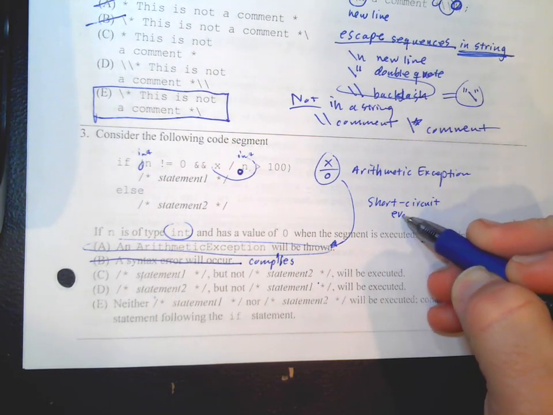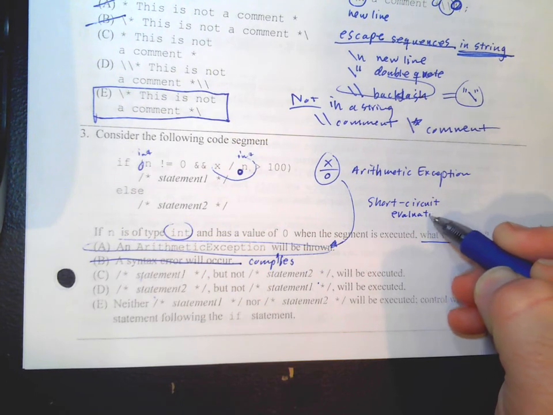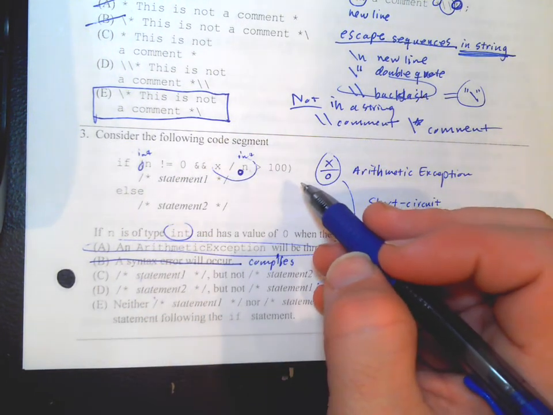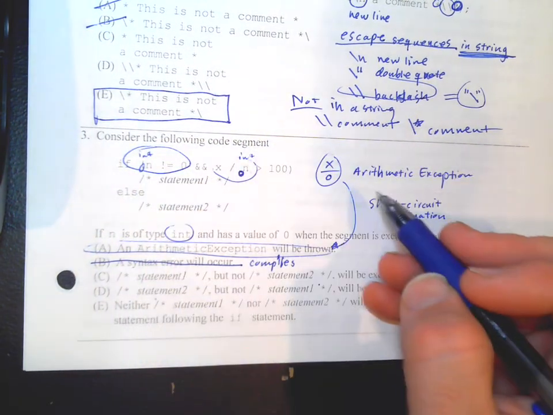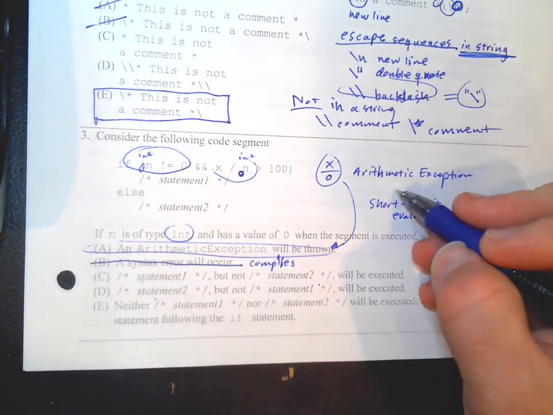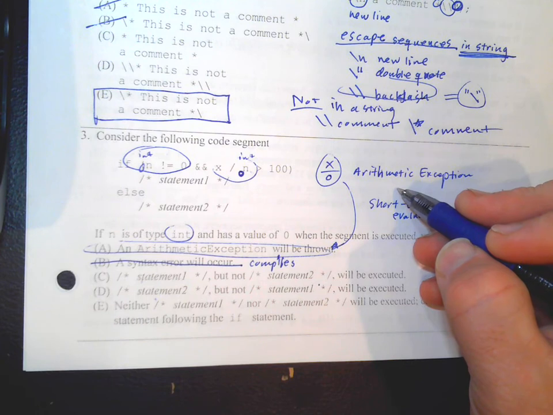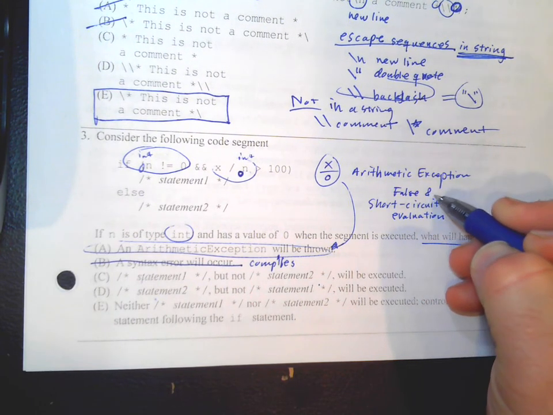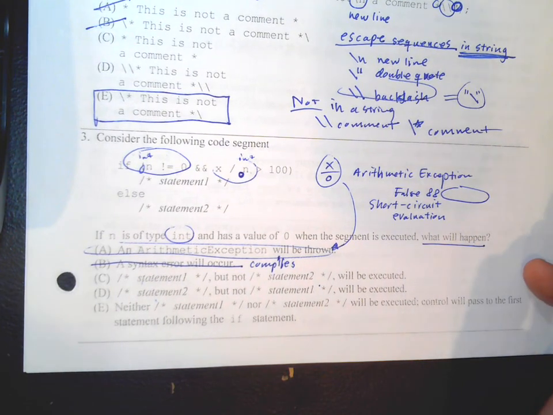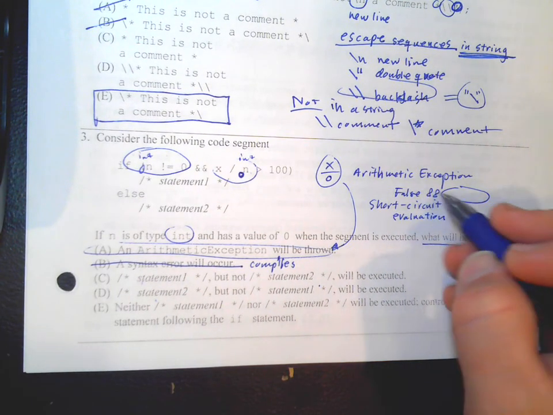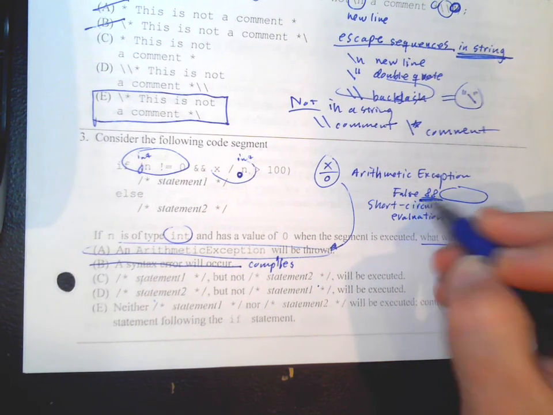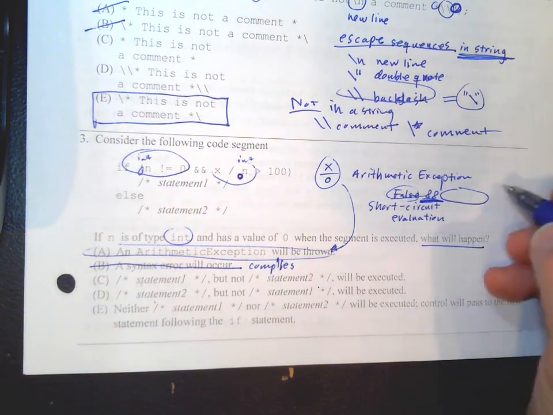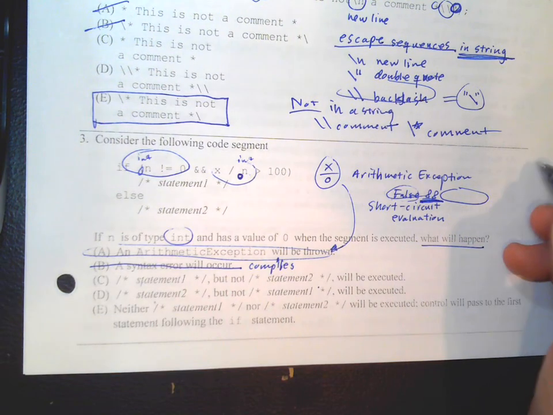Short circuit evaluation happens with these compound inequalities when the first one is true or false. If the first one is false, it doesn't even matter what the next one is going to be, because they both have to be true, right? So if we know the first one's false, why even bother looking at the next one? We're not even going to look at it.